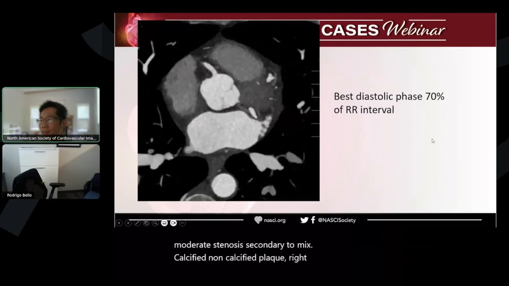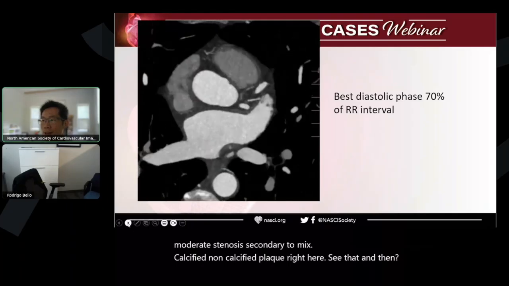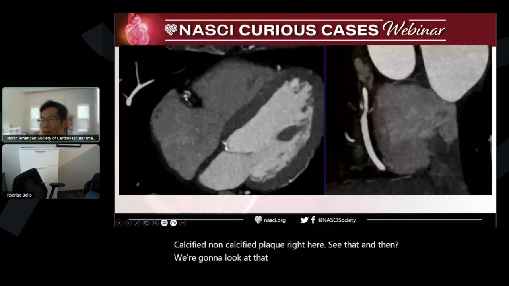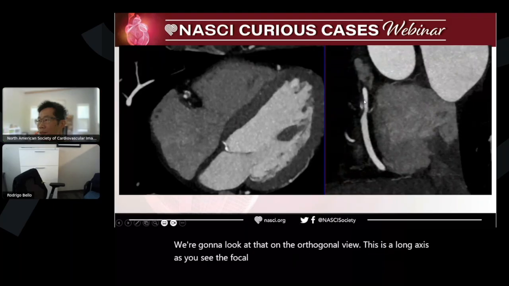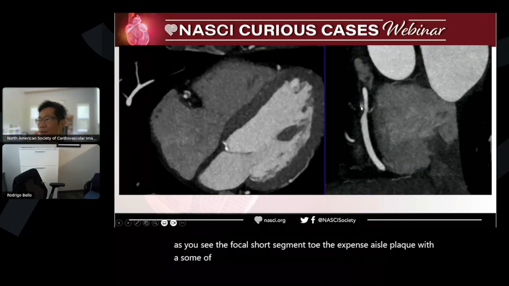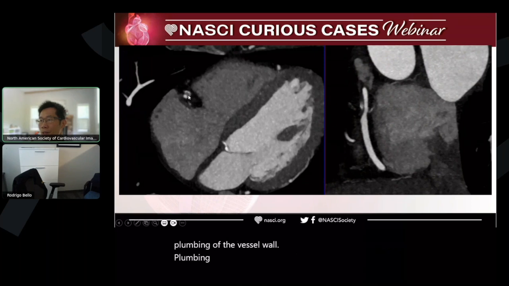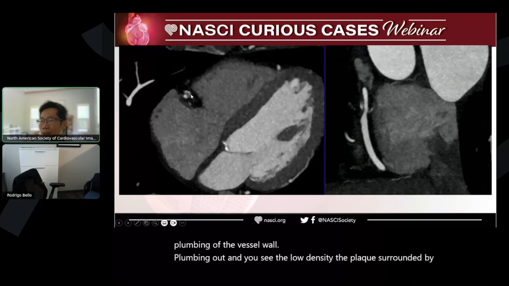See that? And then we're going to look at that on the orthogonal view. This is a long axis. You see the focal, short segmental, slightly expansile plaque with some calcified densities at the periphery, as you can see here. Remodeling, see the bulging out of the vessel wall, and you see the low density plaque capped by the calcified plaque right there.